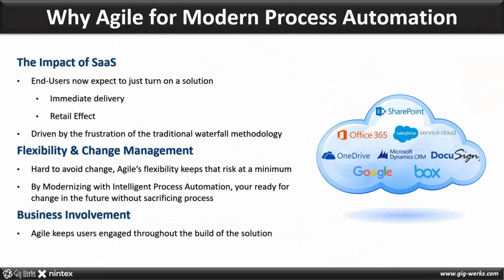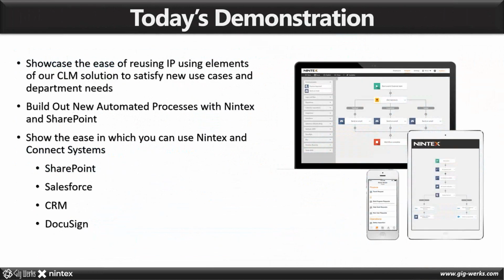So, why process automation? People want immediate delivery. This is the SaaS or retail effect we talk about. Flexibility, change management, and business involvement: keeping your end users absolutely involved all the way through, so that when you finally release something to your end user community, to your customers, they're satisfied. They were involved in that entire process.